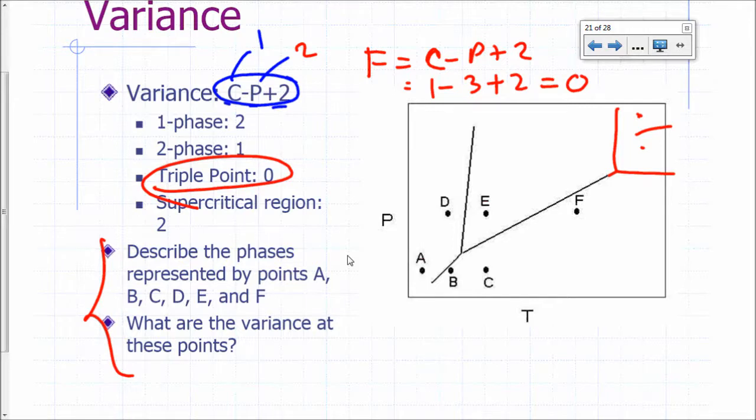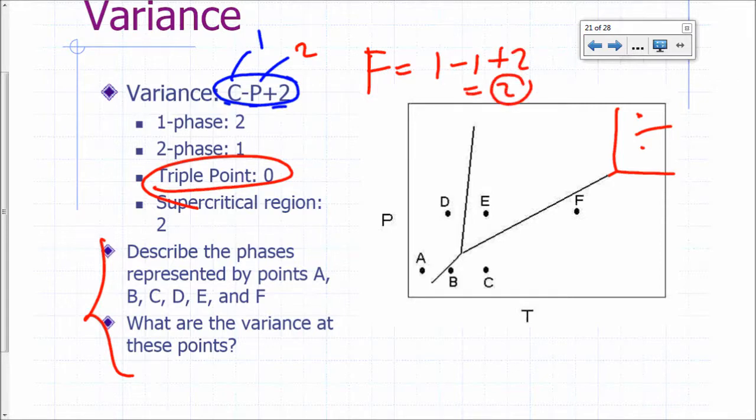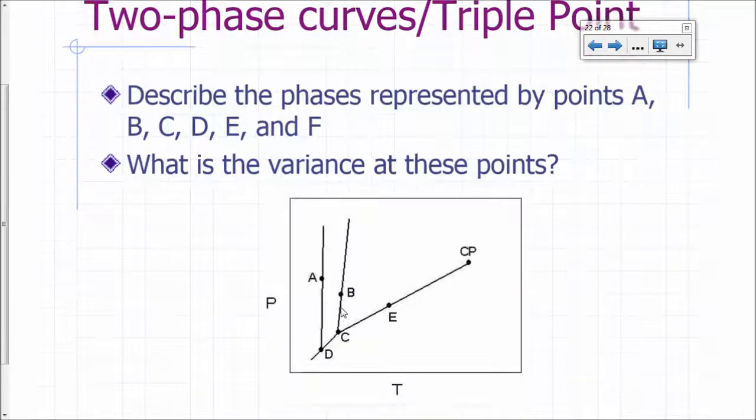Okay, so F in this case would be one component minus one phase plus 2 is 2. Okay. All right. How about this one?